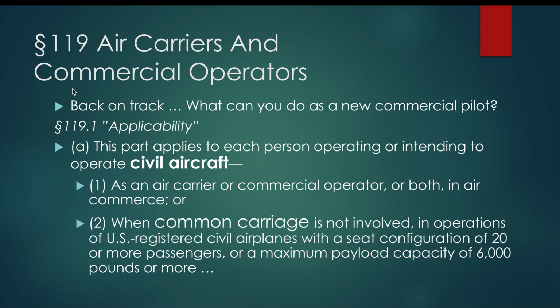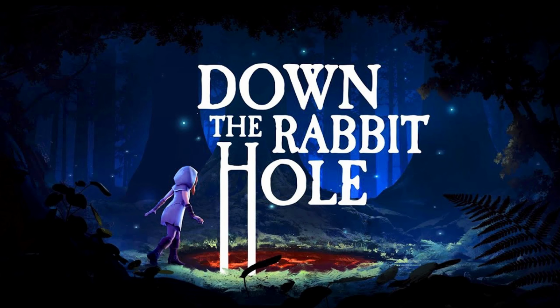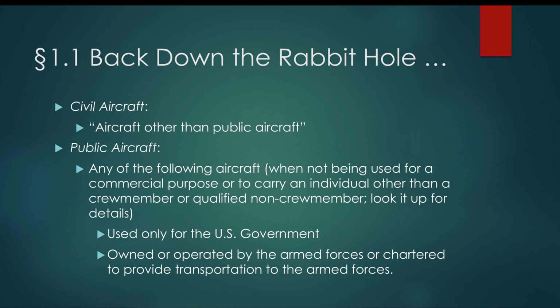So we look into part 119 here. This is certification for air carriers and commercial operators. And we just learned the definitions of both those terms there. So this says that 119.1, or these rules and regulations, apply to each person operating or intending to operate civil aircraft. Huh, that's a new term. So back down the rabbit hole we go. A civil aircraft is aircraft other than a public aircraft. That's awesome. So I guess we get to look up public aircraft now.